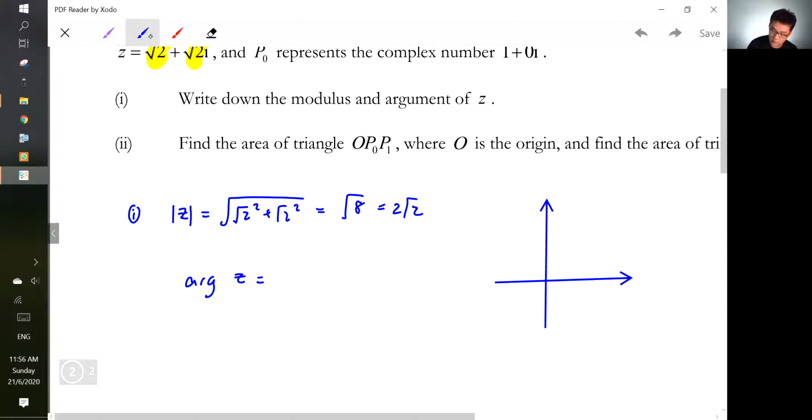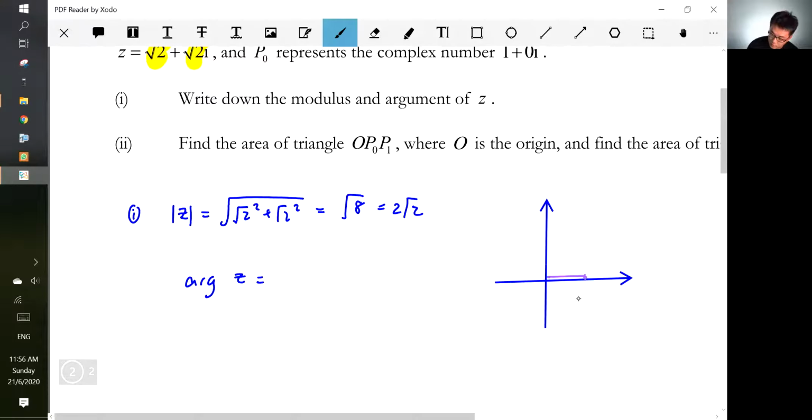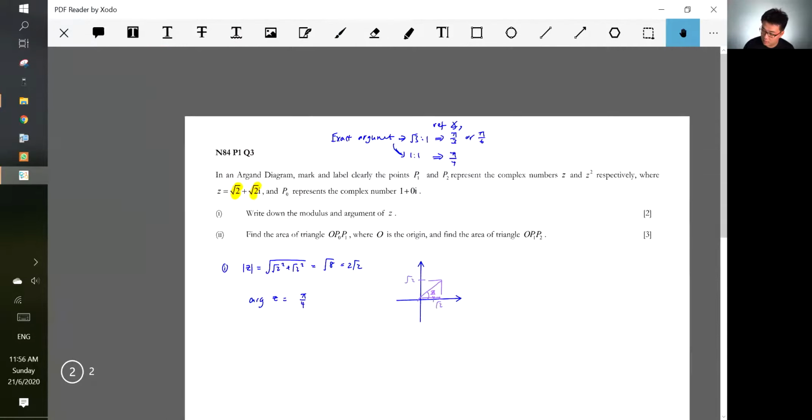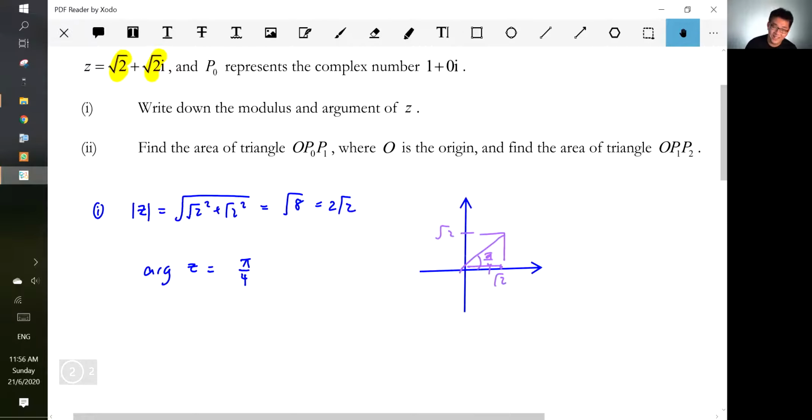So I'll just draw this out. This is √2. This is √2. So this argument here is pi over 4. That's it. Easy 2 marks.